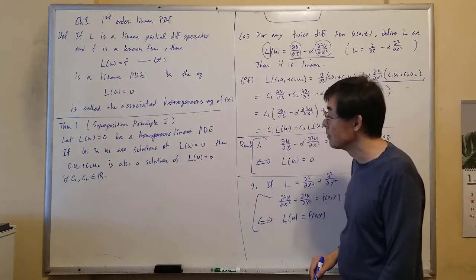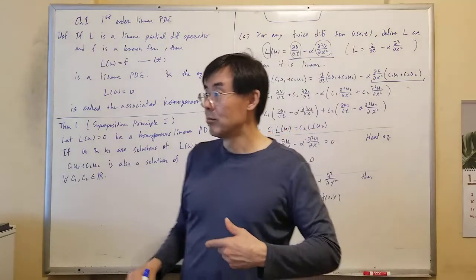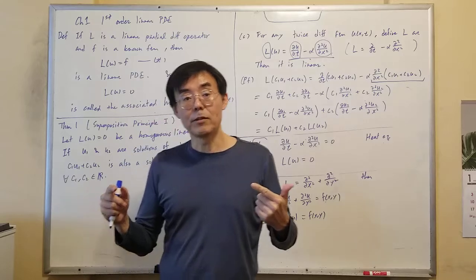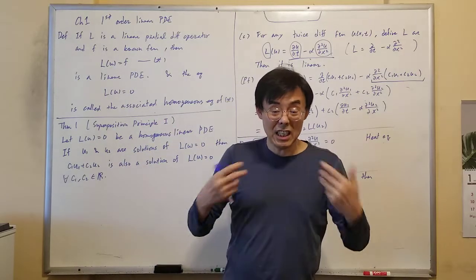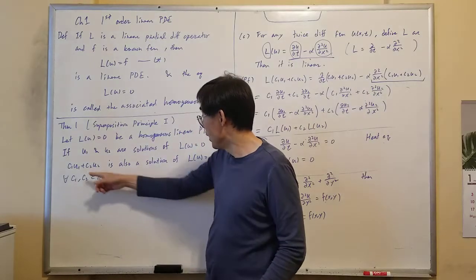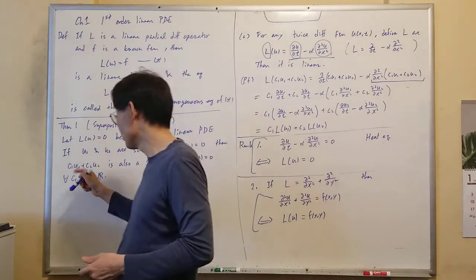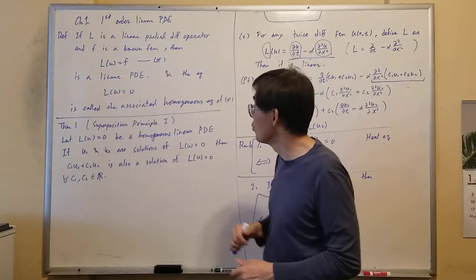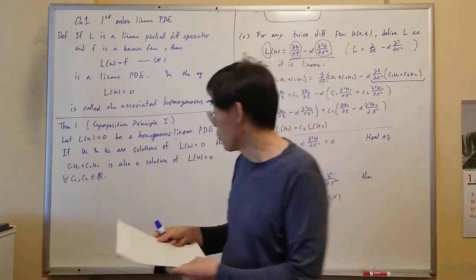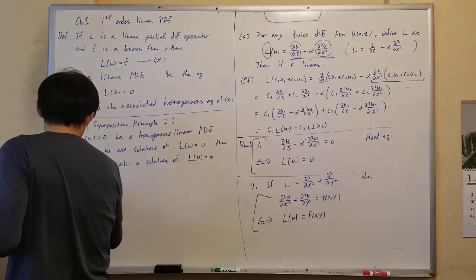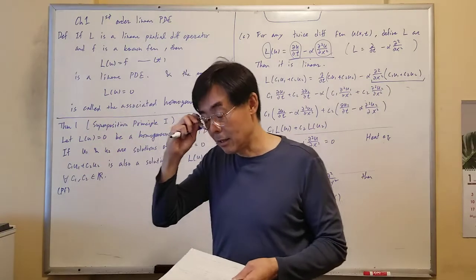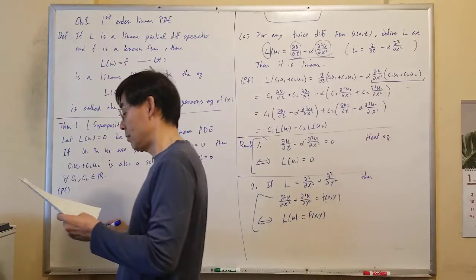So if you know two solutions for a linear homogeneous partial differential equation, you can get infinitely many solutions by taking linear combinations like this. This is what we call superposition principle 1. The proof is simple. It's just linearity in the end.